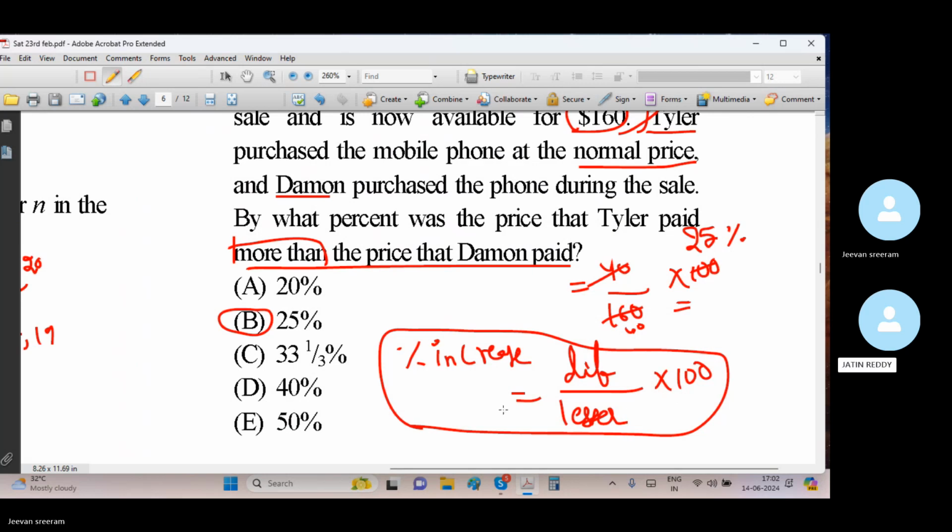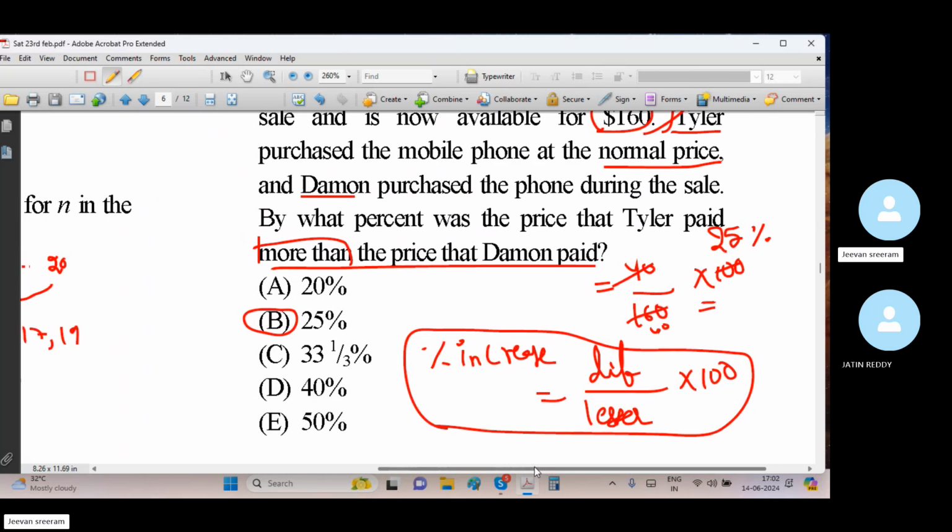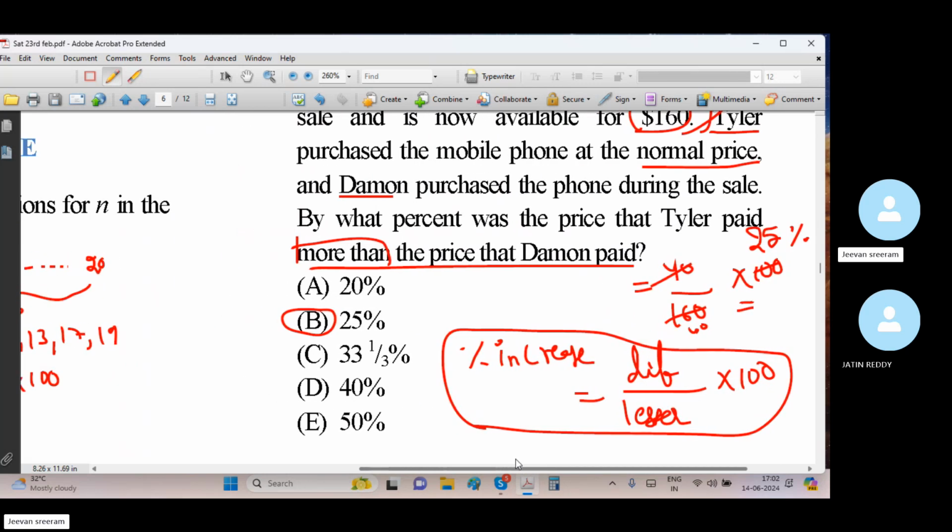Yes, sir. Jatin, you must remember these things. Otherwise, you lose these simple questions in your real examination.